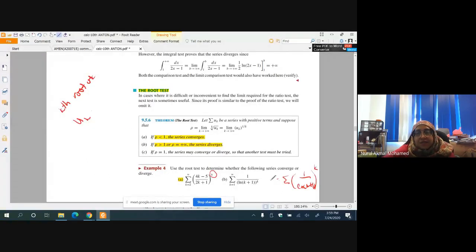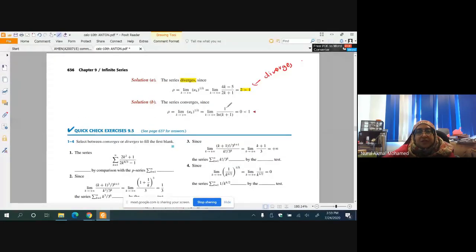And then here for the second one, the rho is the limit of this one. You substitute k equal to infinity, you will get ln infinity. If you sketch the graph for ln, as k goes to infinity, ln will be something like this.